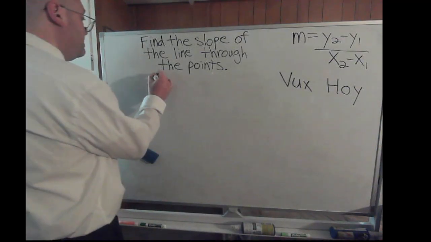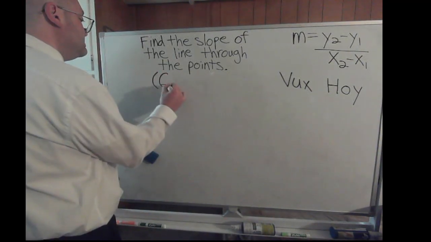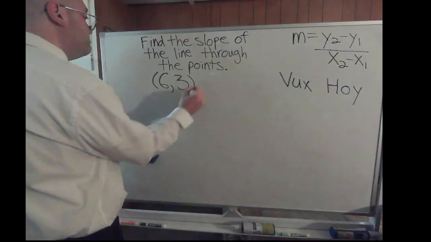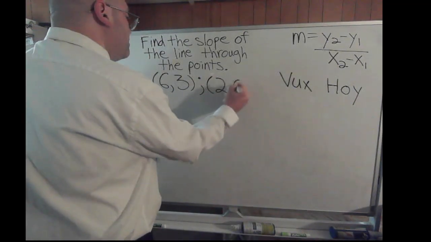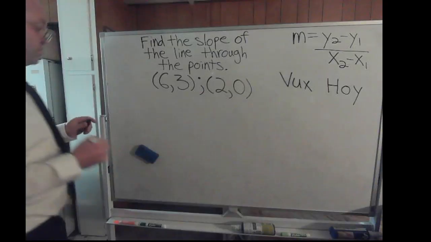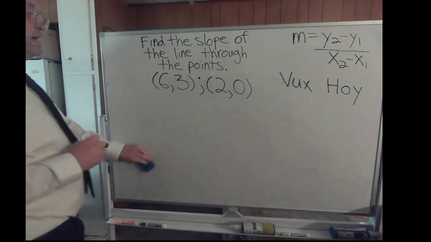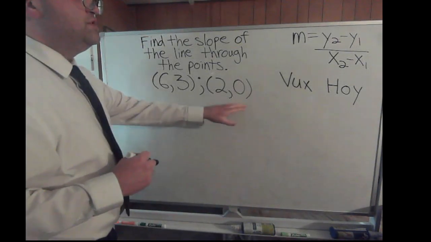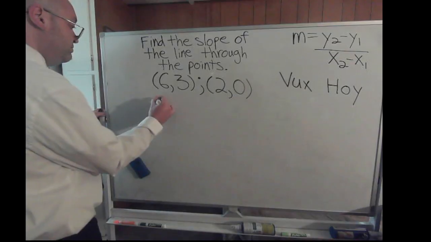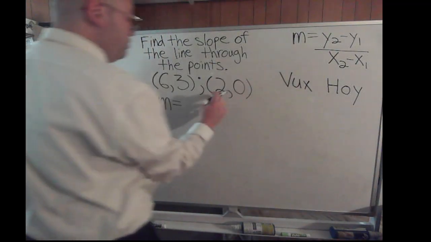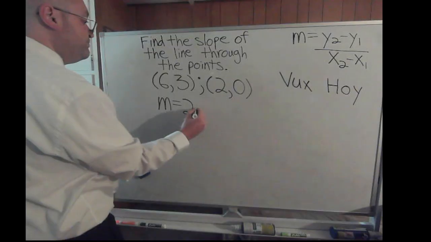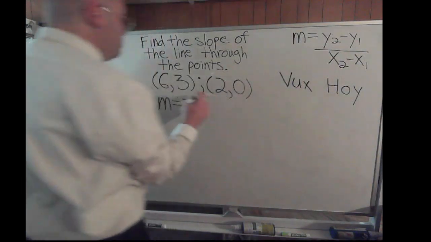Alright, how about 6, 3? We're going to have the points 6, 3 and 2, 0. So we're going to find the slope of the line going through 6, 3 and 2, 0. Well, m equals your slope, so m equals second y coordinate, which would be 2, minus your first y coordinate.